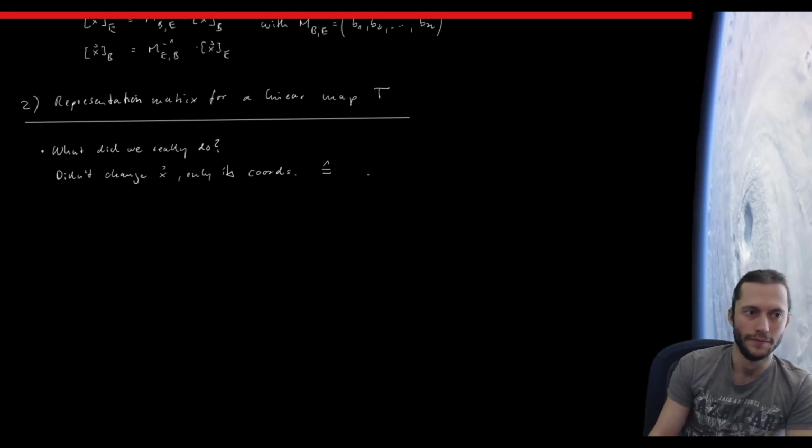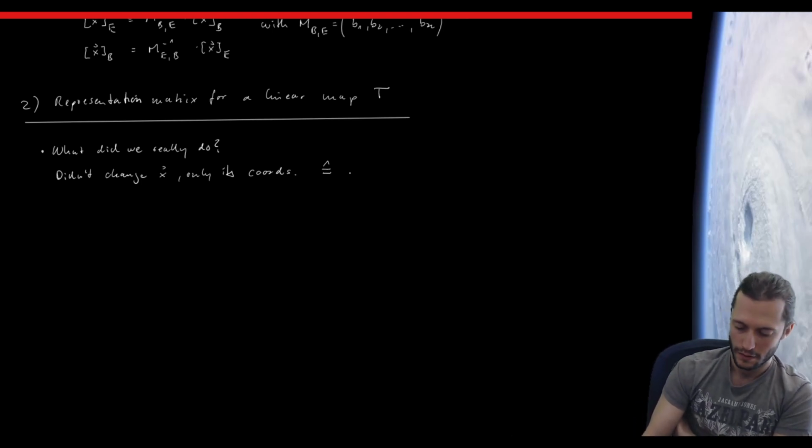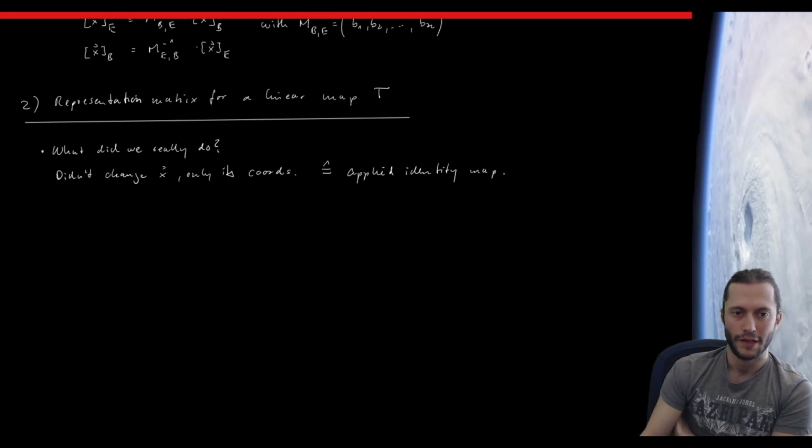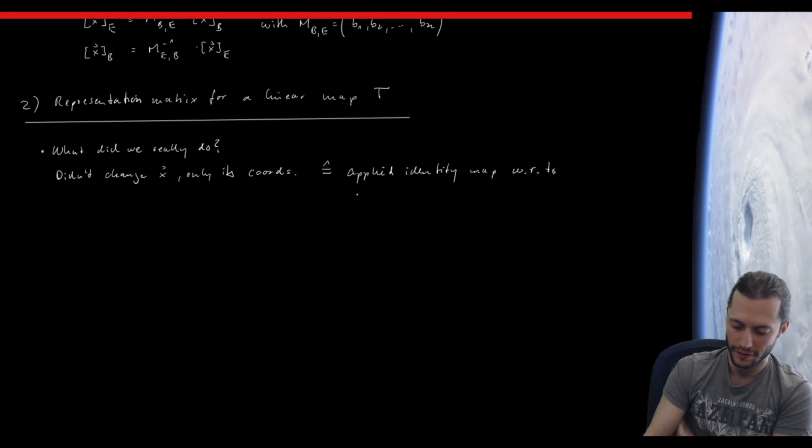And that is actually equal to applying the identity map on a vector. The identity map is the map where you do nothing, where you do not change the original element. So we could argue that this was the same as applying the identity map. But we didn't just apply it, we applied it with respect to different bases, because after all, we changed bases and therefore coordinates of the vector with respect to different bases.